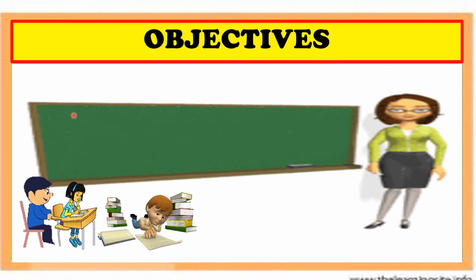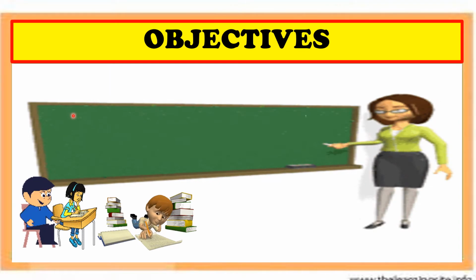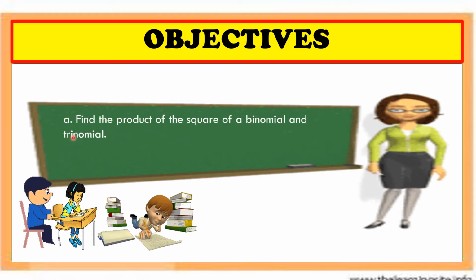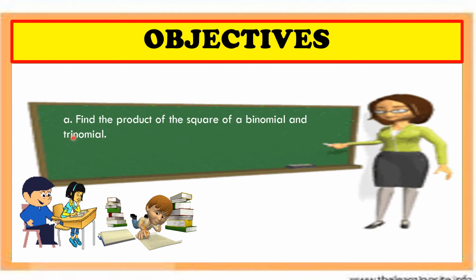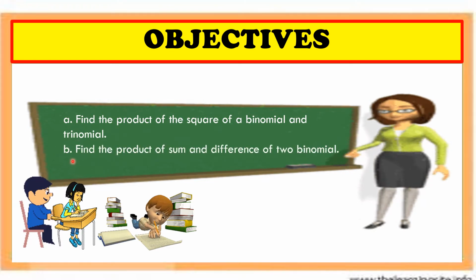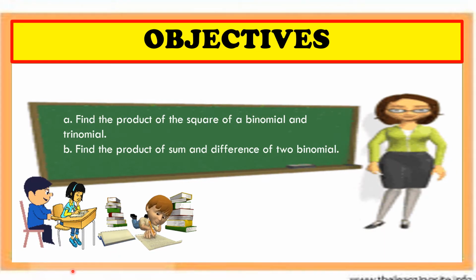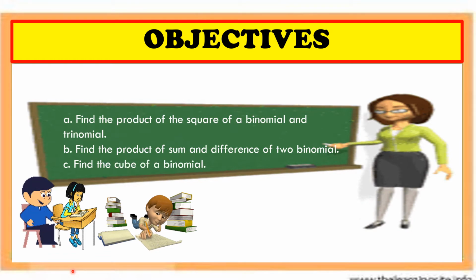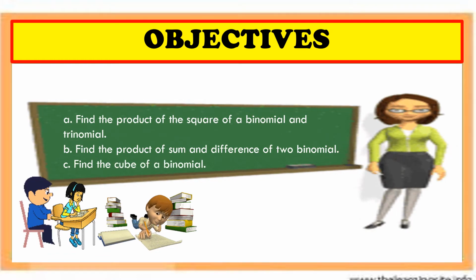We have the following objectives. Letter A, find the product of the square of a binomial and trinomial. Letter B, find the product of the sum and difference of two binomials. And letter C, find the cube of a binomial.